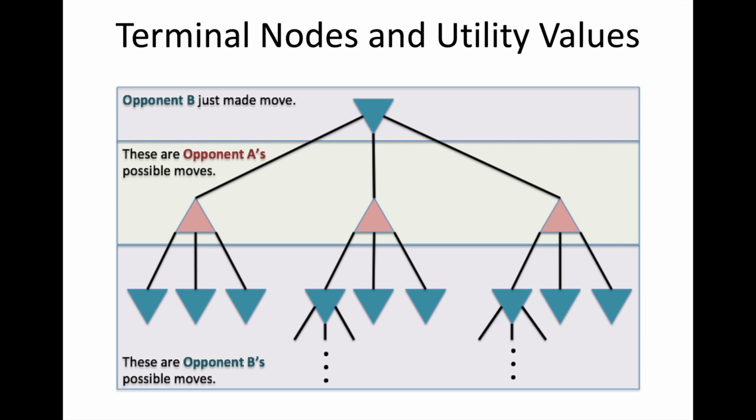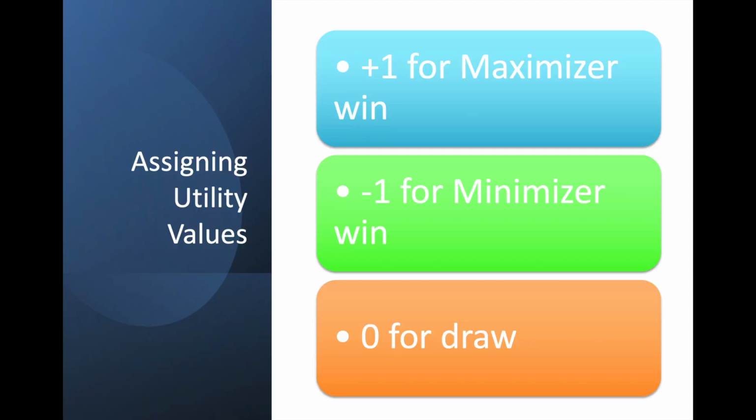Terminal nodes and utility values. Now, at the very end of these branches are what we call terminal nodes, where the game ends. Either one player wins, loses, or there is a draw. We give these outcomes numerical values called utility values. For instance, if the maximizer wins, that's a high positive score. It's plus 1. If the minimizer wins, that's a negative score, like minus 1. A draw might be scored as 0.